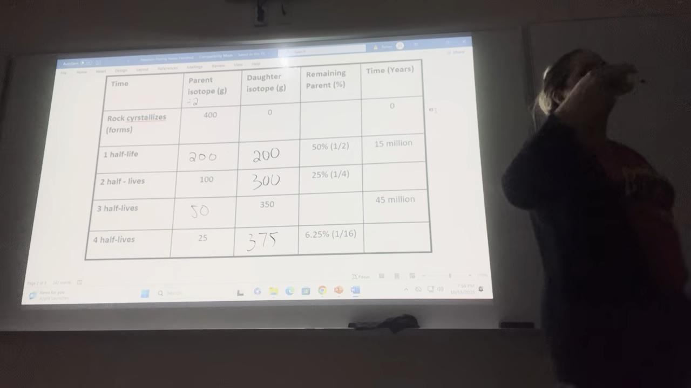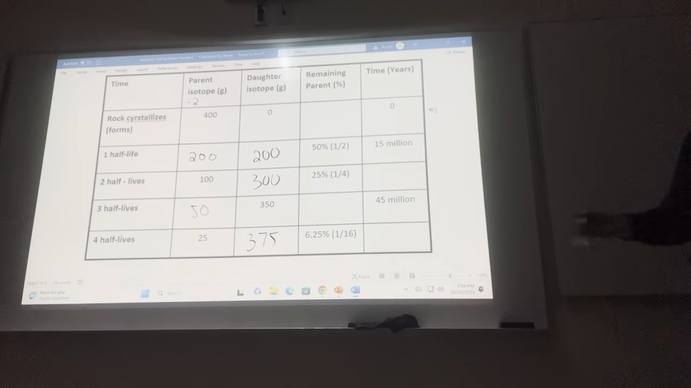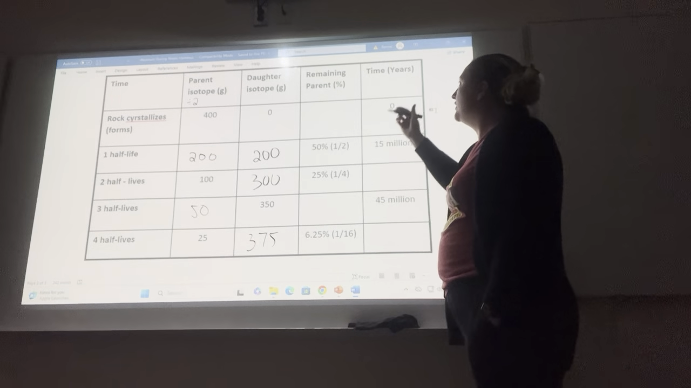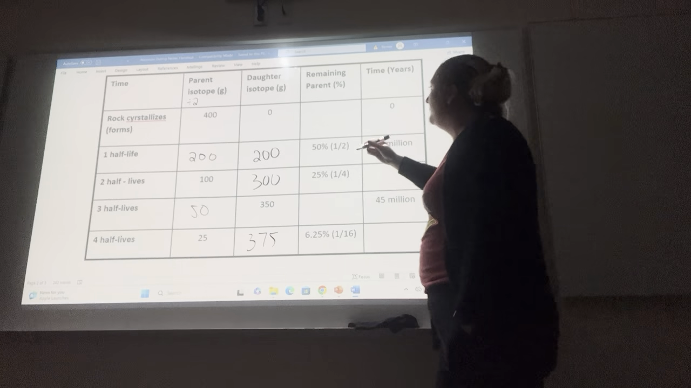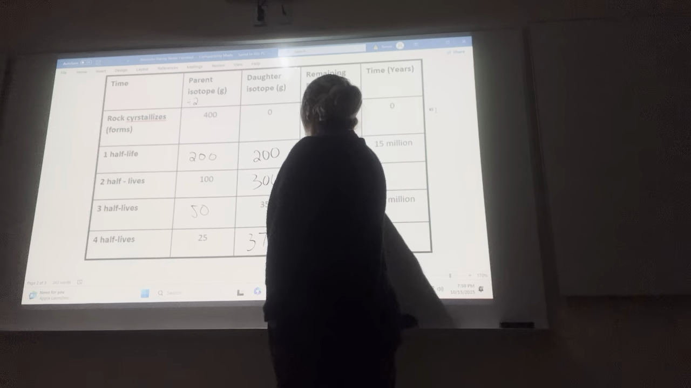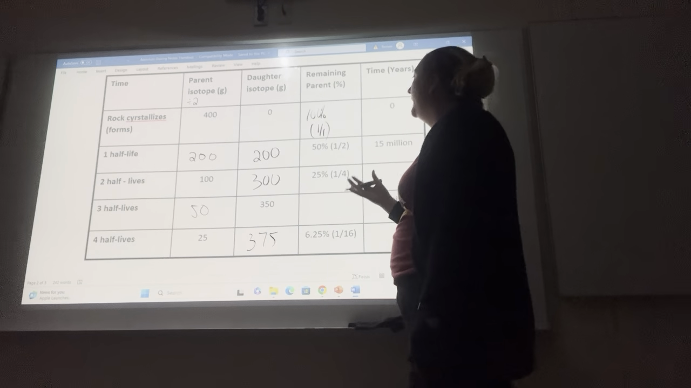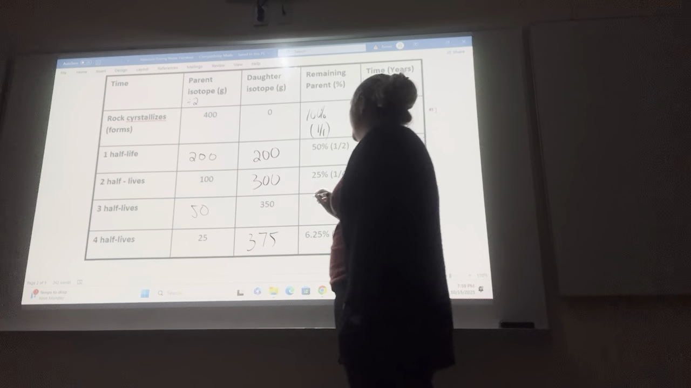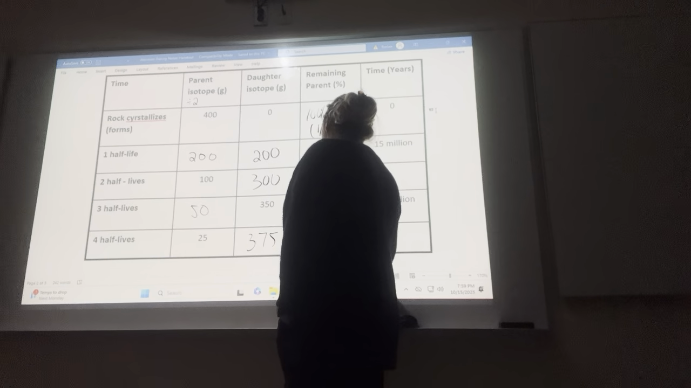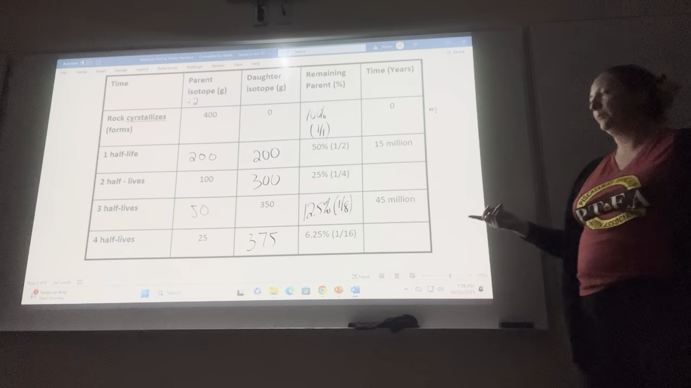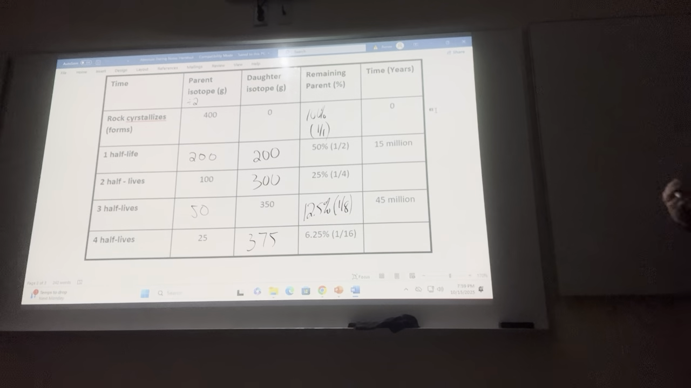If it asks about 9, 10 half-lives, just keep the chart going and you'll figure out the answer at the bottom. This column is never going to change. The remaining amount of parent at 0 half-lives is always going to be 100% parent, or 1 over 1, or just 1. It's all parent. None of it has decayed. After 1 half-life, it's down to 50%. After 2, it's down to 25. After 3, it's down to 12.5, or 1/8. And after 4 half-lives, it's down to 6.25%. And like I told you, after 5, it'll be down to 3.125. It's just half of whatever the previous amount is.